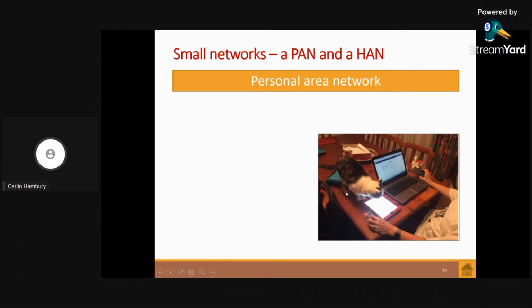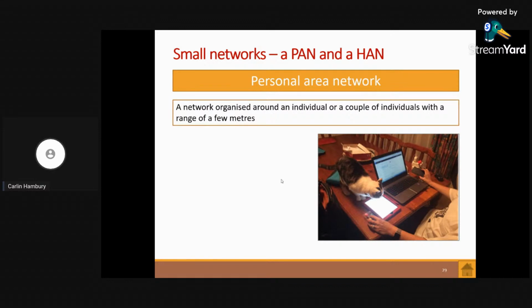Okay, so let's go into network basics. So we spoke now about what a network is, and a local area network, a global area network, but then we have a personal area network. So a personal area network is a network organized around an individual or a few individuals with a range of a few meters. So like in the picture there, that guy sitting with his tablet, his laptop, he's probably got his phone, all of those things connected together around the individual. That is your personal area network.